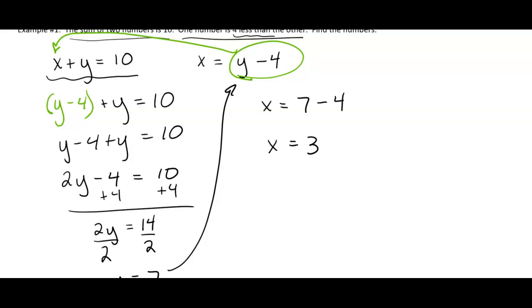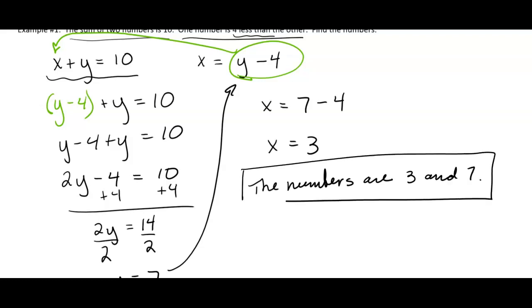Okay, let's do a quick check. There's a couple ways you could write it. You could just say the numbers are 3 and 7, which is probably what they do. You could put it in as an ordered pair. Some textbooks might do that. I think you're more likely to see the numbers are 3 and 7. Now, quick check. Do they add up to 10, 3 and 7? Yes. Is one of the numbers 4 more than the other? Yes. Okay, so that's what we're doing.